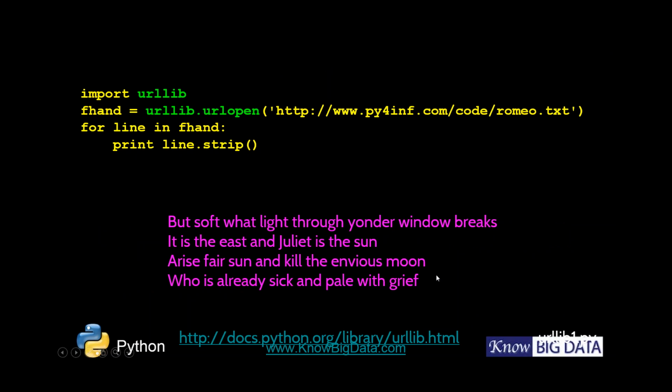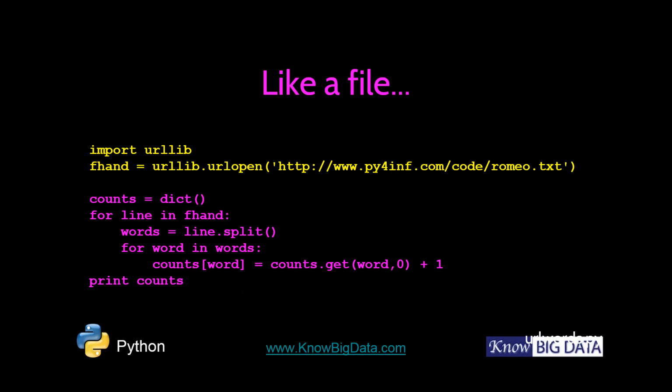That was the same thing. It's like a file. So can you tell what this program is doing? The violet color one. If I say that fhand is a file handle, what is this part doing? Word count. Exactly, great. So that's counting the number of words in the Romeo.text file.